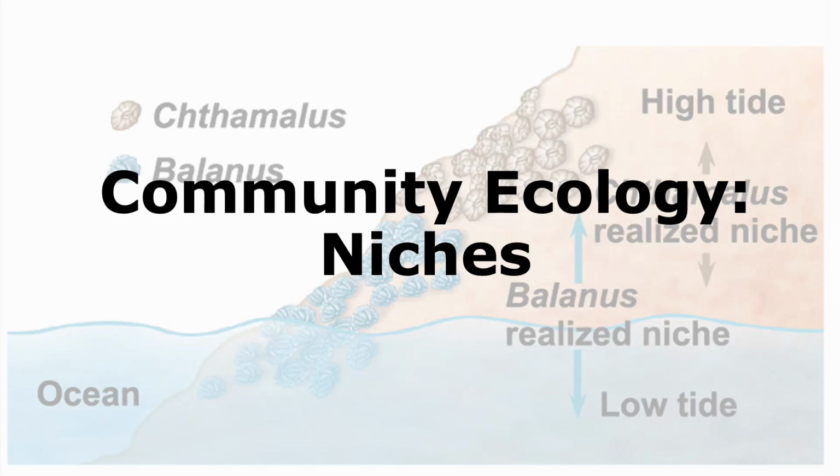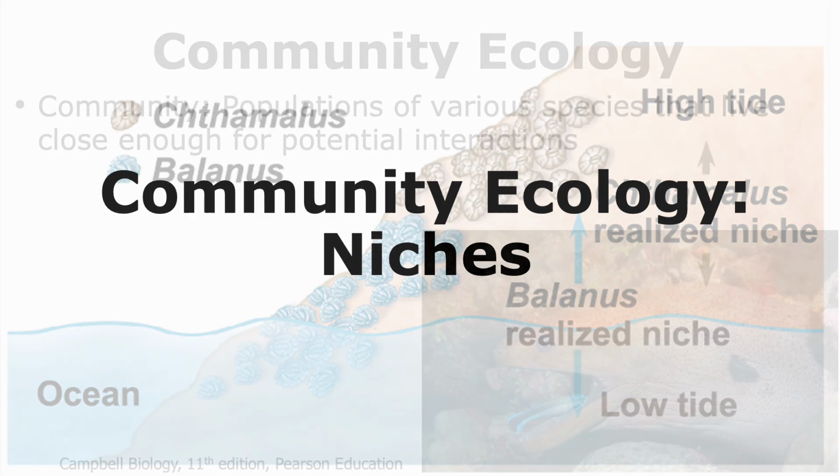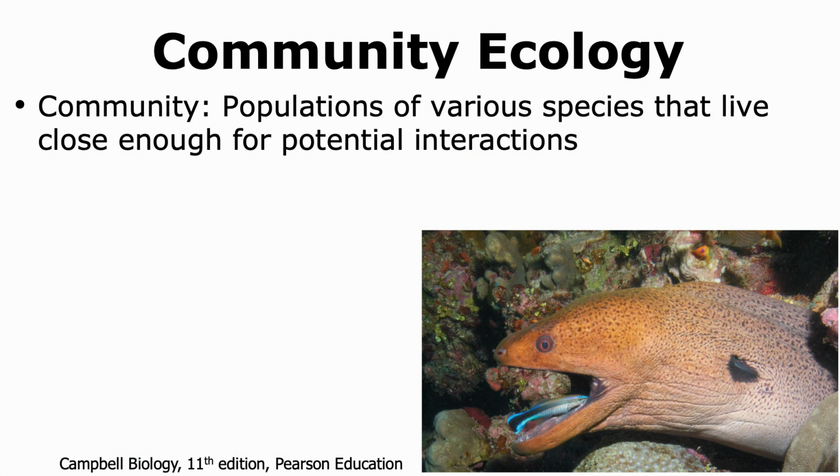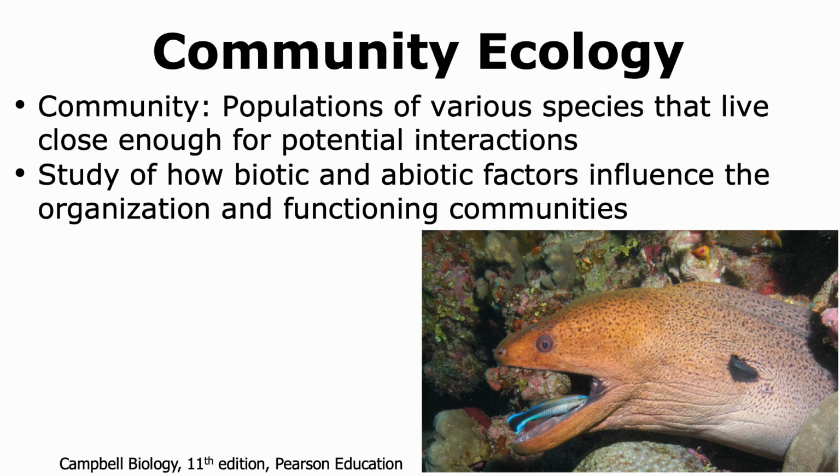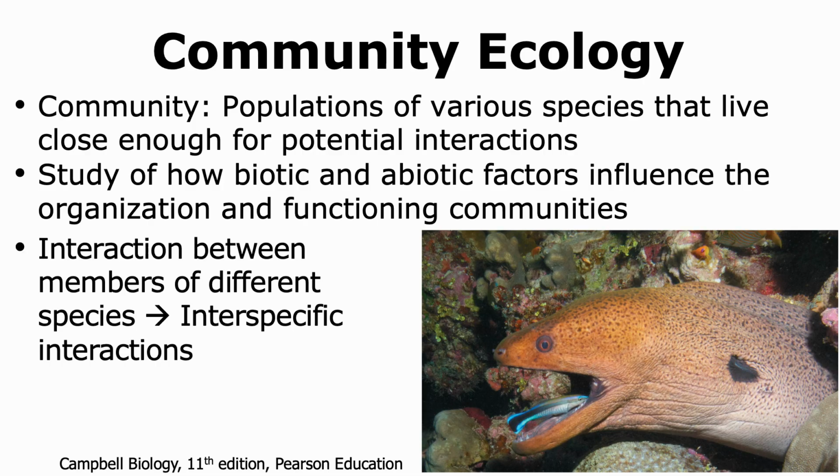In this talk, we're going to learn about niches occupied by different communities. A community is defined as populations of different species that live close enough for interactions amongst one another. Thus, community ecology is the study of different biotic and abiotic factors that can influence the organization as well as functioning of different communities. The members of a community, which include members of different species, can interact with one another, and these types of interactions are called interspecific interactions.